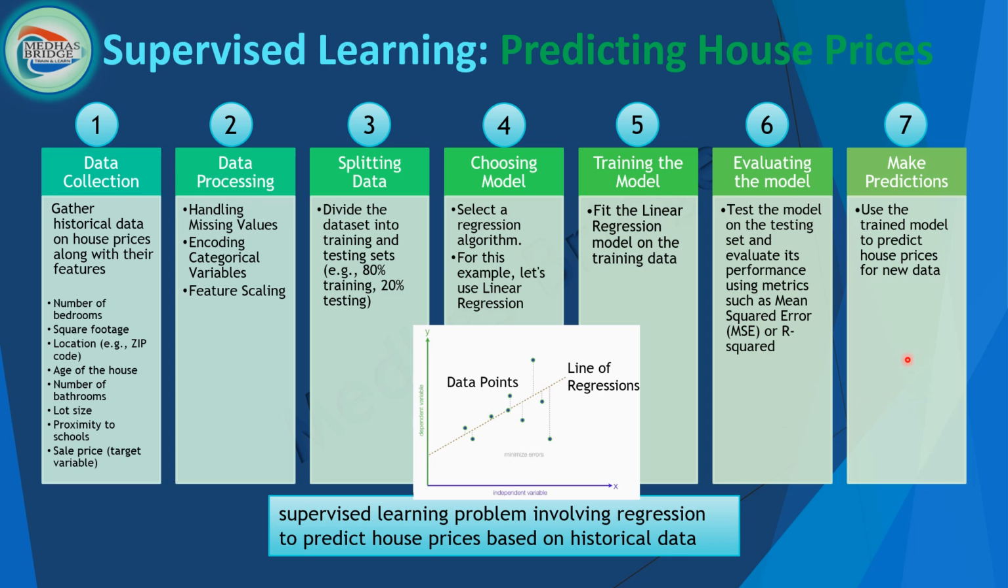Use the trained model to predict the house price of new data. So this process of supervised learning is easily illustrated in this example. Supervised learning problem involving regression to predict house prices based on historical data.